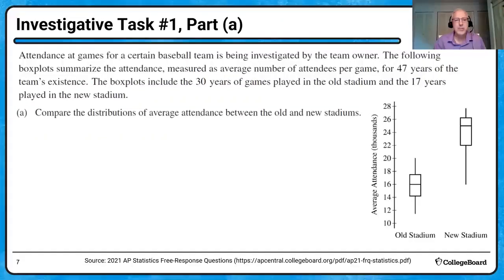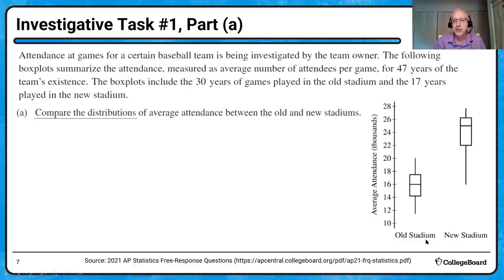It says attendance at games for a certain baseball team is being investigated by the team owner. The following box plots summarize the attendance measured as average number of attendees per game for 47 years of the team's existence. The box plots include the 30 years of games played in the old stadium and the 17 years played in the new stadium. Part A of the question says, compare the distributions of average attendance between the old and new stadiums.